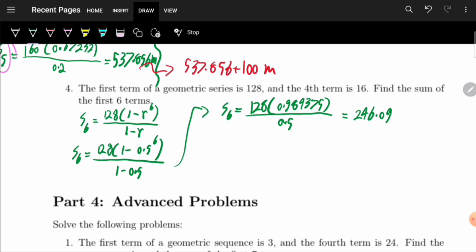So let's fix the issue. I'll do the multiplication again. Okay, this comes out to 252. Okay, so S6 is 252.